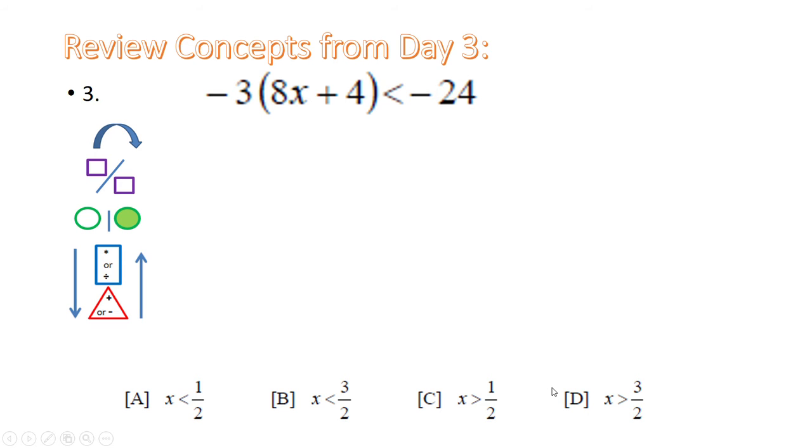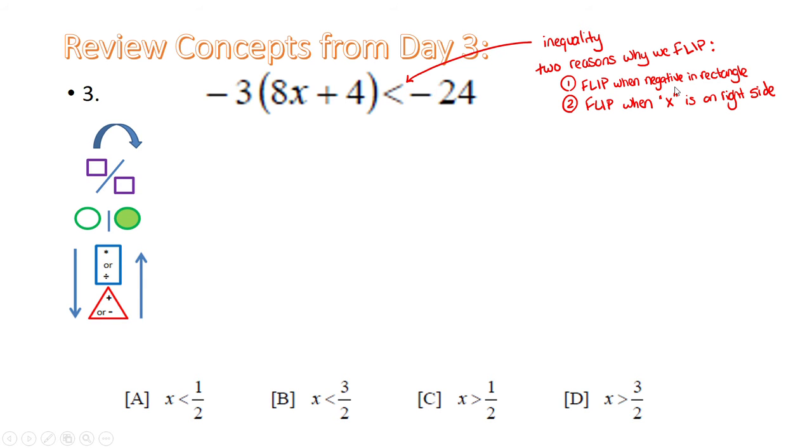Number 3, we have negative 3 parentheses 8x plus 4, close parentheses, less than negative 24. So the first thing that should be staring at you is, what is this symbol? That symbol is an inequality. Whenever you're dealing with inequalities, which we'll deal more with inequalities tomorrow, we have to remember there's 2 reasons why we need to flip that symbol. Reason number 1, we're going to flip whenever there's a negative in our rectangle, but we can't set up our rectangle unless we get through these steps first. Number 2, we're going to flip if x is on the right side.